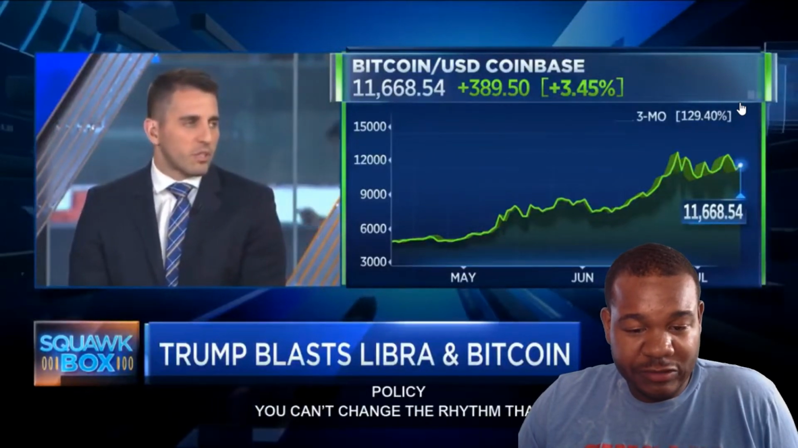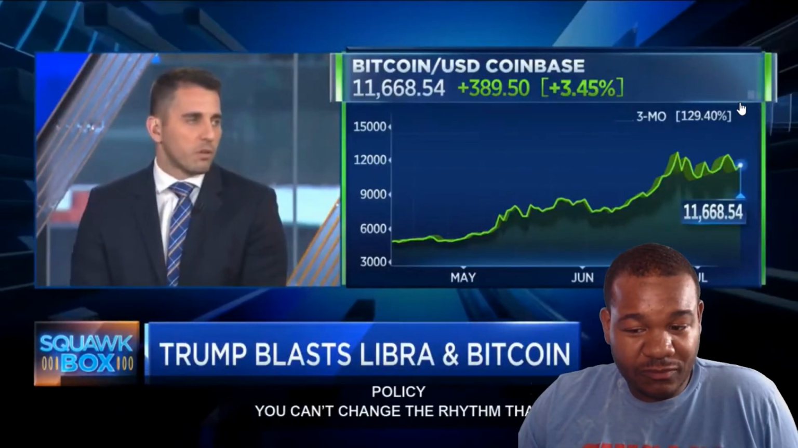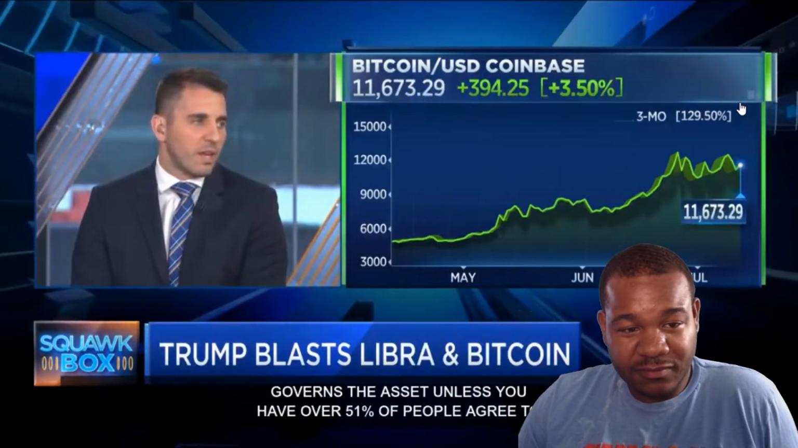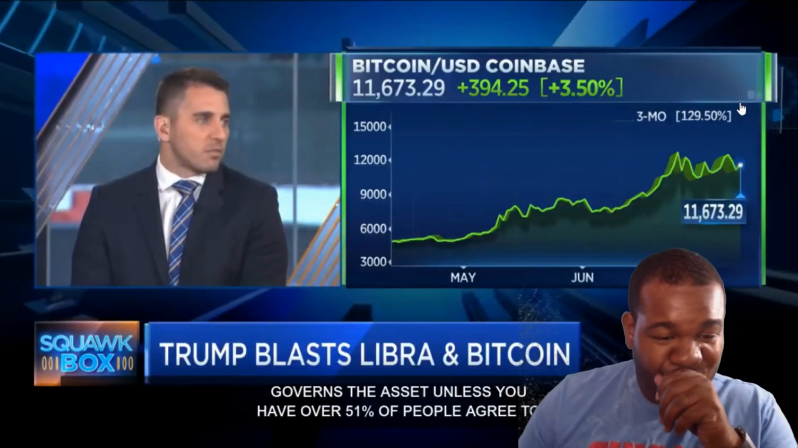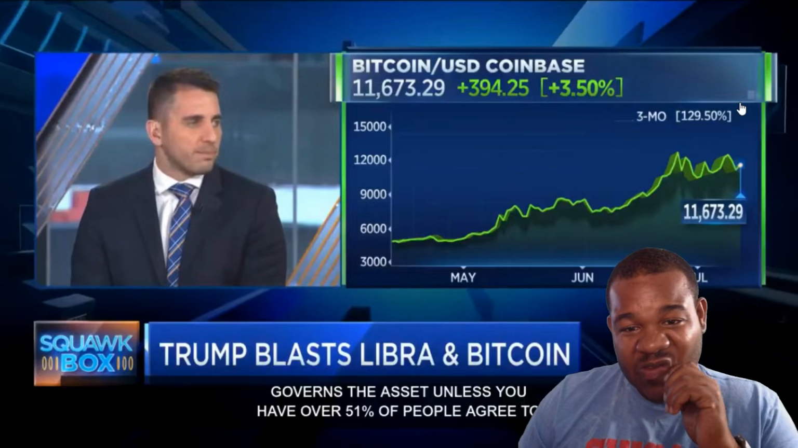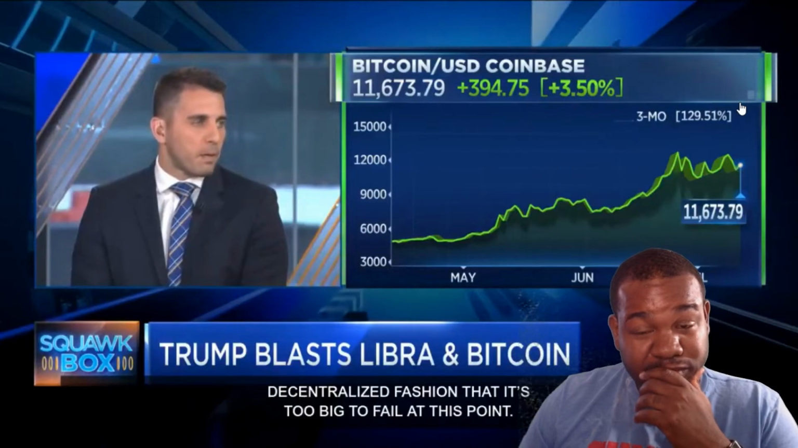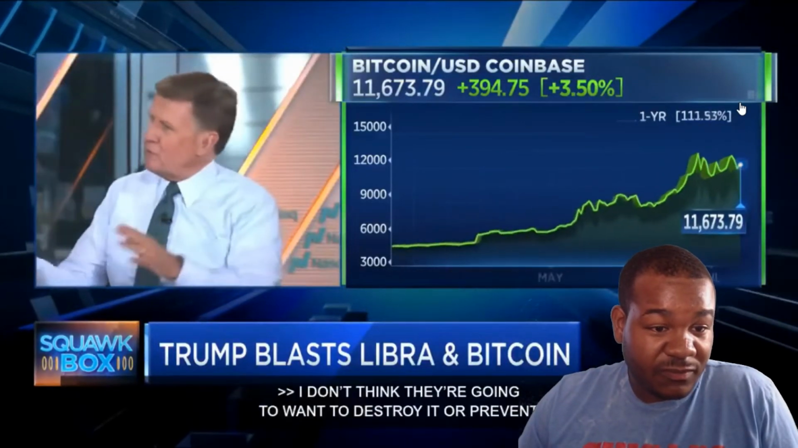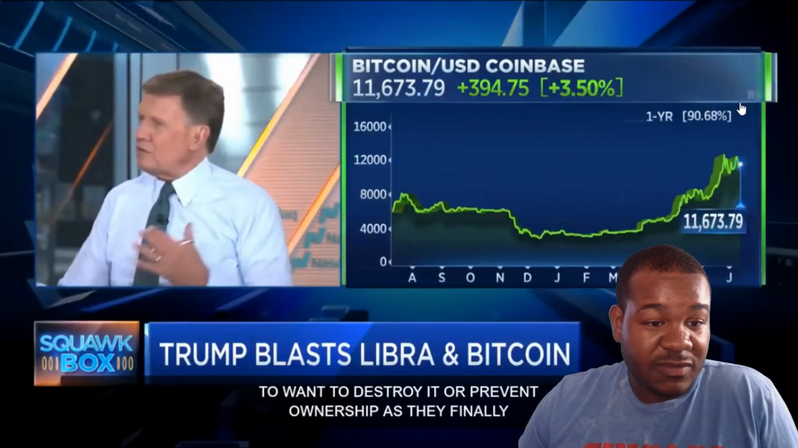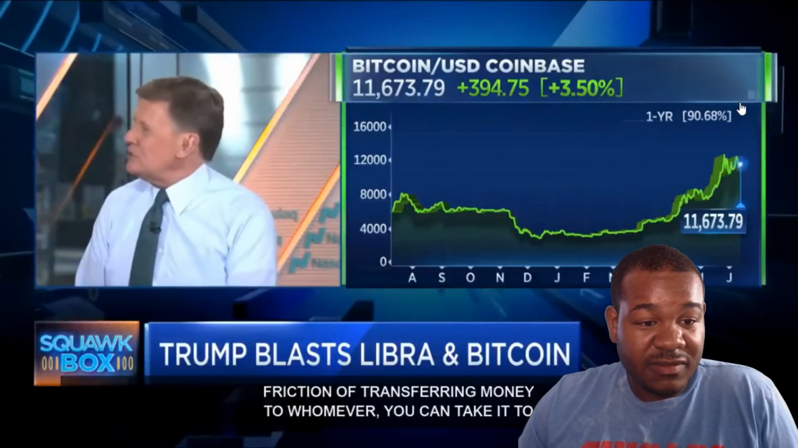And so I think that what we're seeing is Bitcoin itself has grown in such a decentralized fashion that it's just too big to fail at this point. I think policymakers are not going to want to destroy it either or prevent ownership of it either, as they finally understand that you could take the friction of transferring money to whomever, you can take it to zero. Like Amazon took retail to zero. Do you know how powerful that would be, to take that to zero?